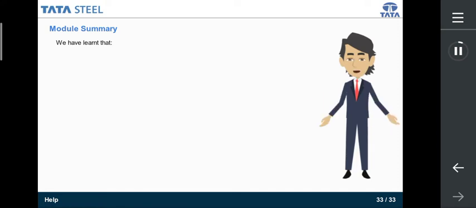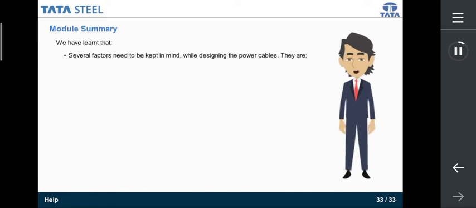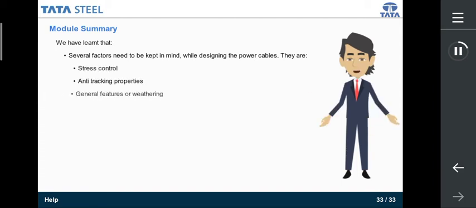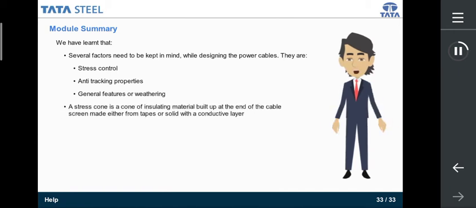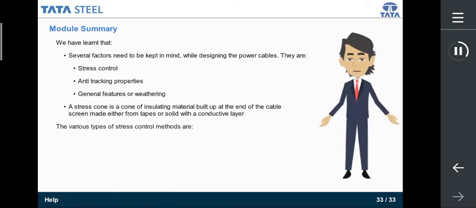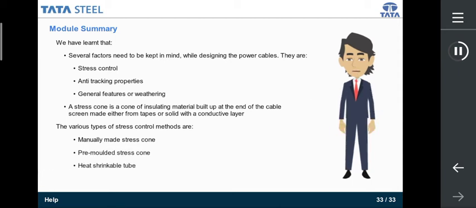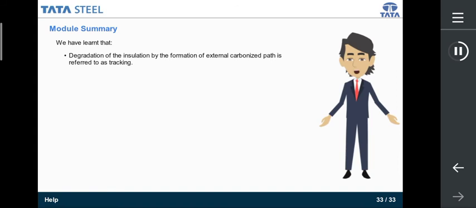This brings you to the end of the course. Here is a quick recap of the points learned in the course. Several factors need to be kept in mind while designing the power cables. They are stress control, anti-tracking properties, general features or weathering. A stress cone is a cone of insulating material built up at the end of the cable screen made either from tapes or solid with a conductive layer.